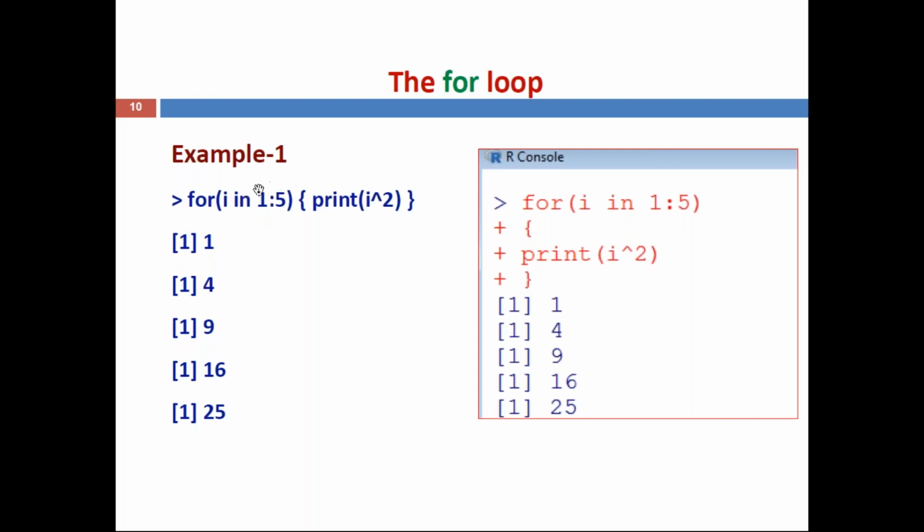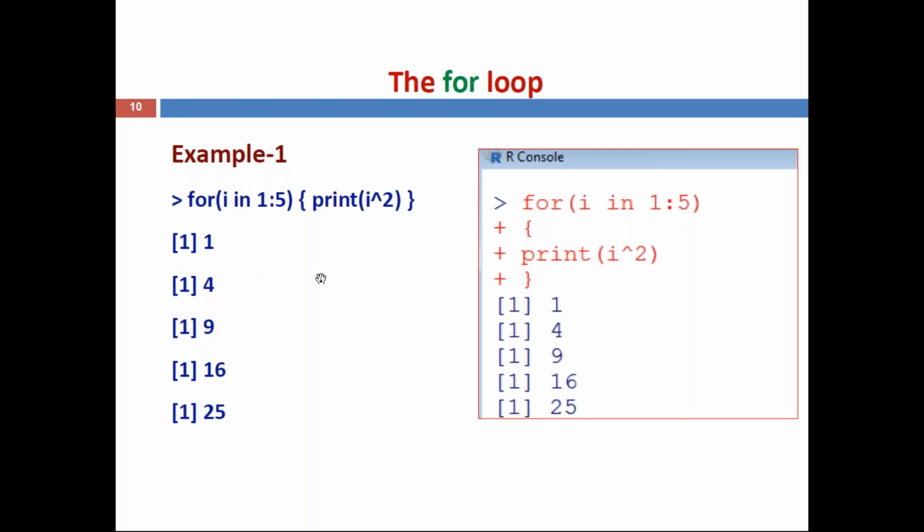By default the first value is I. It starts with 1, so I equal to 1. Then the end value is I equal to 5. Like that it repeats the loop. Then inside the for loop, we used the print statement, a function which prints the argument, whatever value is given, I power 2. Whenever you type this statement and enter, the output will be like this.